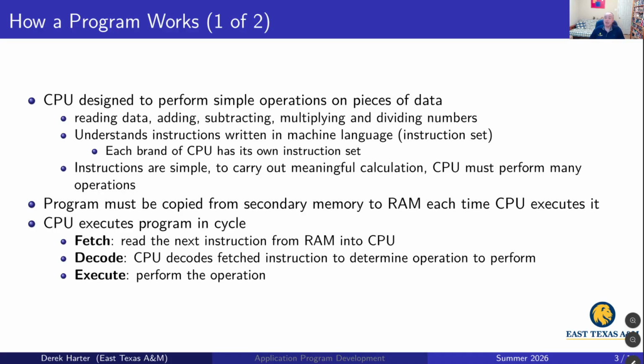So a central processing unit in a digital computer is designed to perform very simple operations on pieces of data. So it's good to keep in mind that these operations, the instructions of a CPU, are very simple. They're things like reading a piece of data from main memory, doing some arithmetic like adding two numbers together, moving data from one memory location to another, maybe comparing two pieces of data to see if they're equal or not equal. Very simple kind of atomic operations, right?